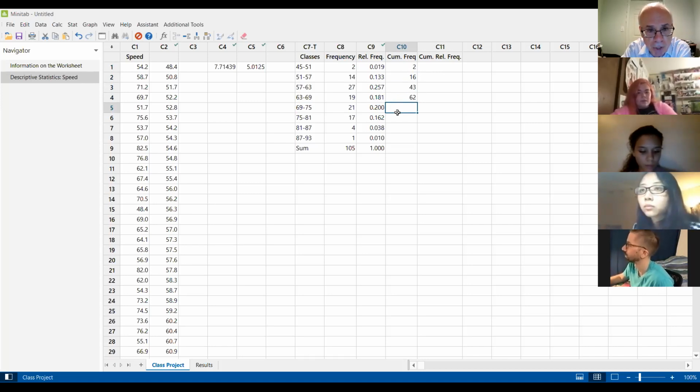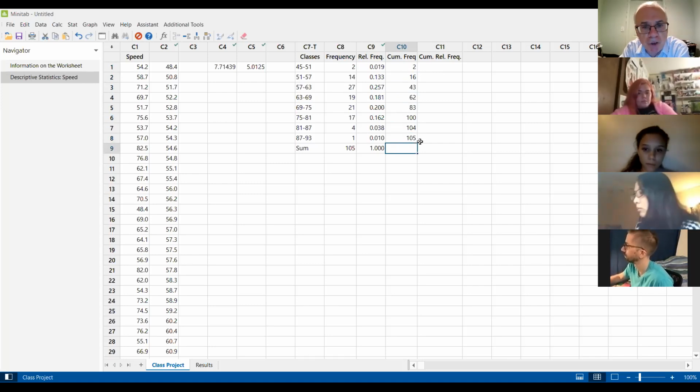62 plus 21 is 83. It's the next one. 83 plus 17 is 100. And the next one's going to be 104 and 105. And the last cumulative frequency should be the total number of values in the data set.